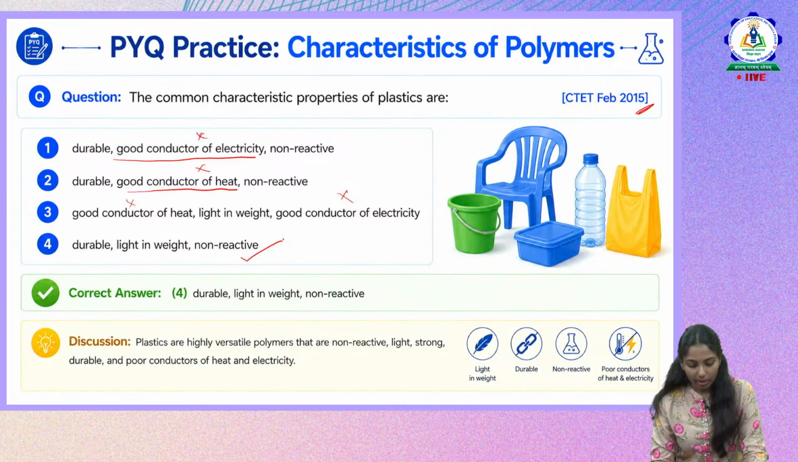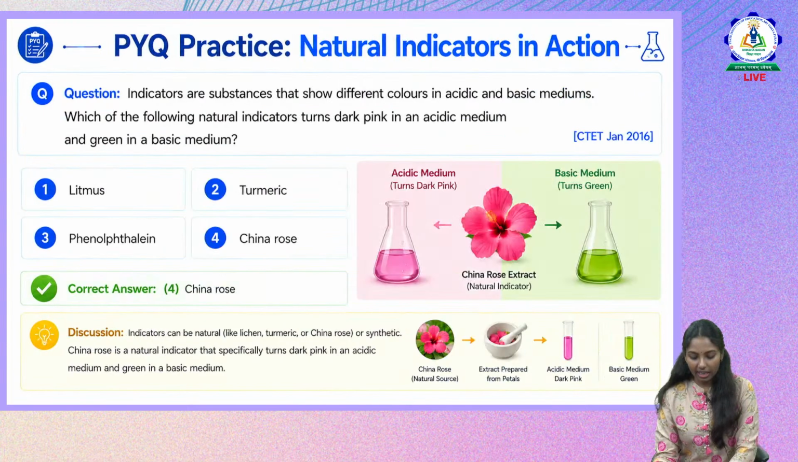As we have talked about, and we have also told, how plastics or polymers are poor conductors of heat and electricity. Okay, so we have seen the characteristic of polymer. Now let us go to understand some of the indicators. This was a question in 2016 that was given here.